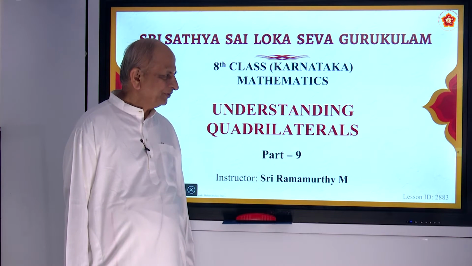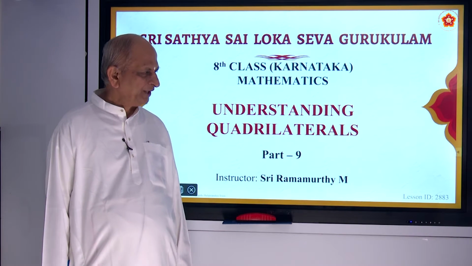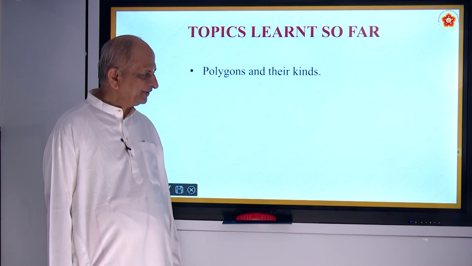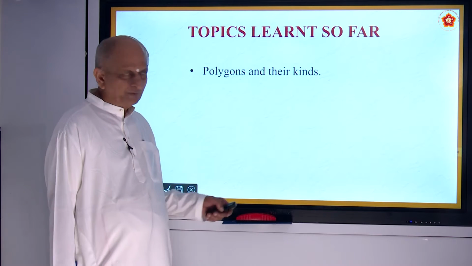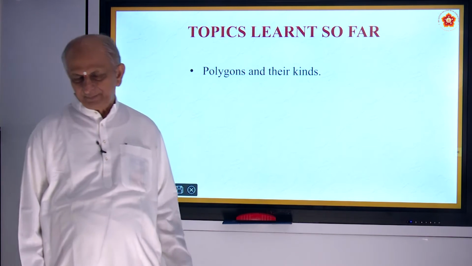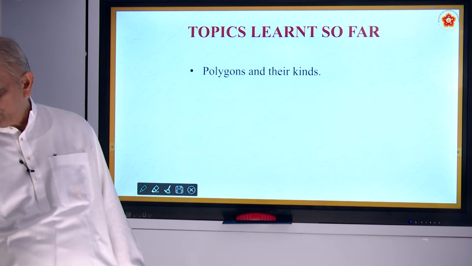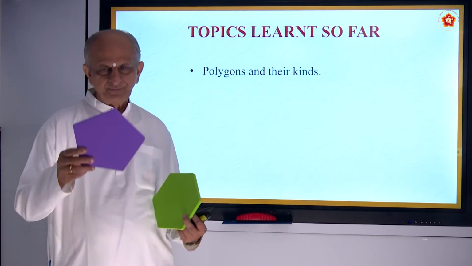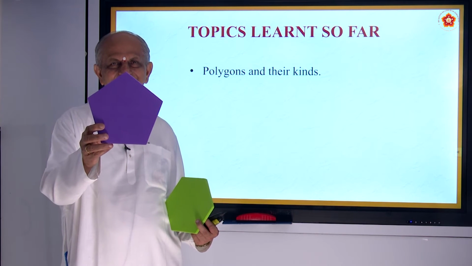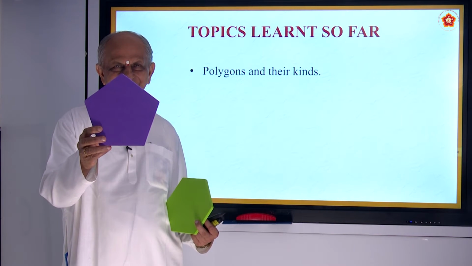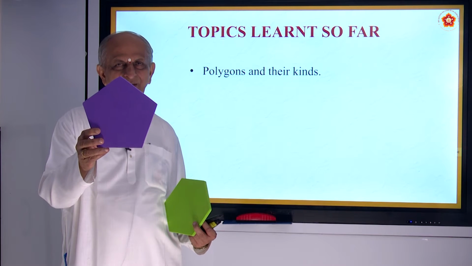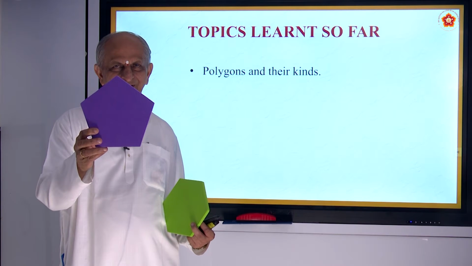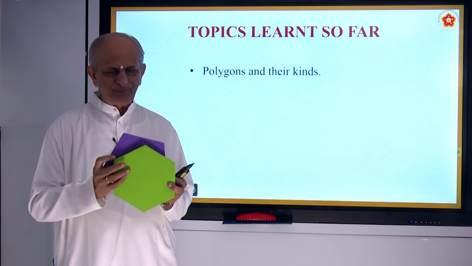Okay. Before we come into today's topic, we'll just revise what you have seen in the previous class. Polygons and their kinds. So what is a polygon? A polygon is a plane figure having 3 or more than 3 sides. How many sides does this have? 5 sides, right? It's called a pentagon. Come on, repeat. Pentagon. And what is the sum of all the angles? 540 degrees.